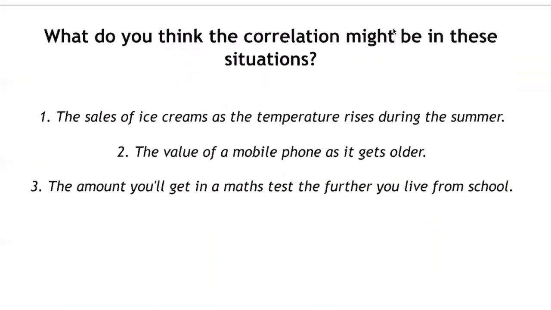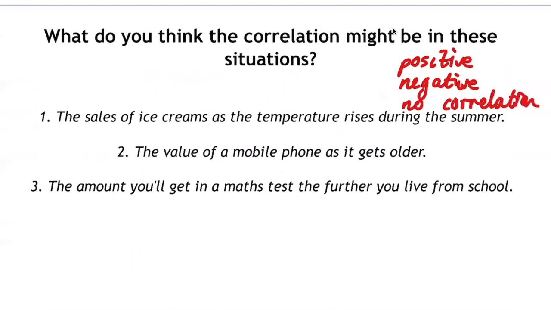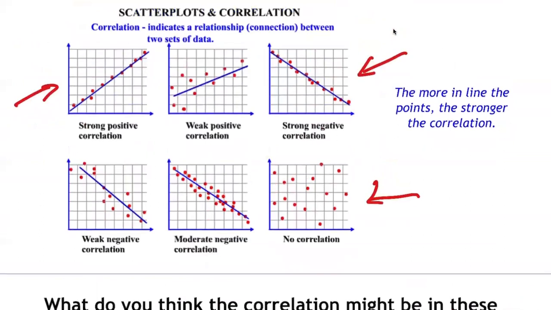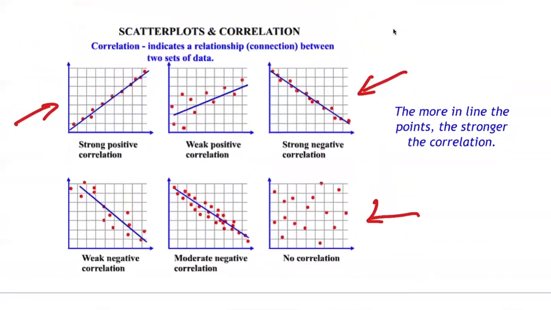So thinking about those 3 big areas, we've got the positive correlation, the negative, and no correlation. So the sales of ice cream as the temperature rises during the summer. Let's go back and think about the sales of ice cream. Looking at those 3 with the big arrows pointing to them now, which ones do you think would represent the sales of ice cream as the temperature goes up?